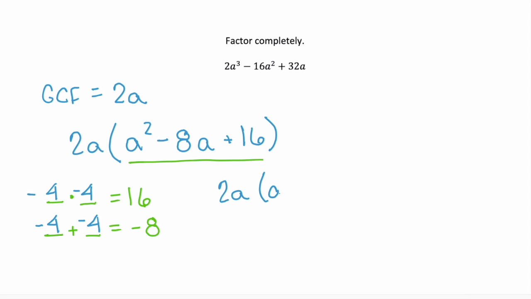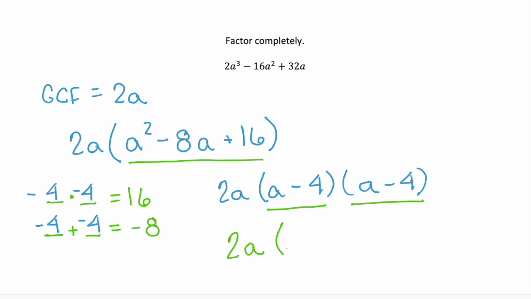So this is how we factor that polynomial. It factors as a minus 4 times a minus 4. But because these two binomials are identical, we can combine them. So we have 2a, our GCF, times a minus 4 squared, because we have a minus 4 times itself.